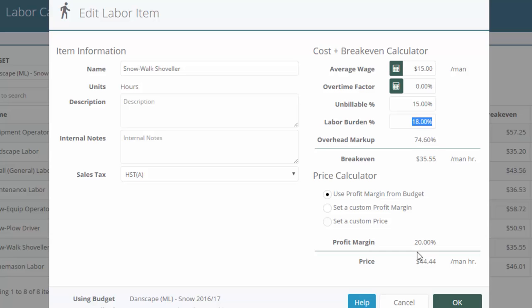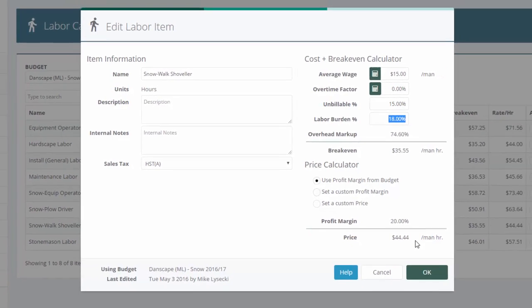You'll get out of LMN the charge out rate that you need to charge to make sure you're covering your overhead for snow and you're making enough profit to hit the sales goal that you've set in snow as well. Now in the next section, we'll take a look at setting up your equipment on top of this so that we've got some equipment to estimate as well.